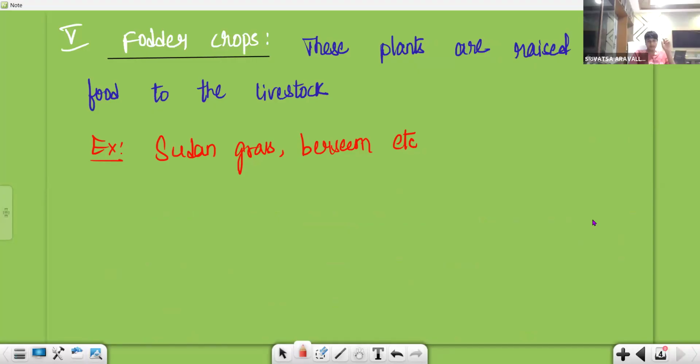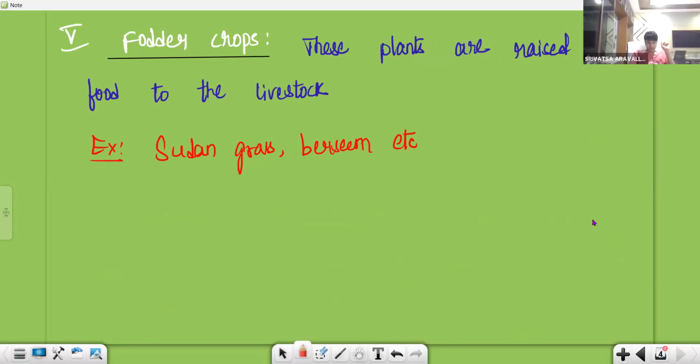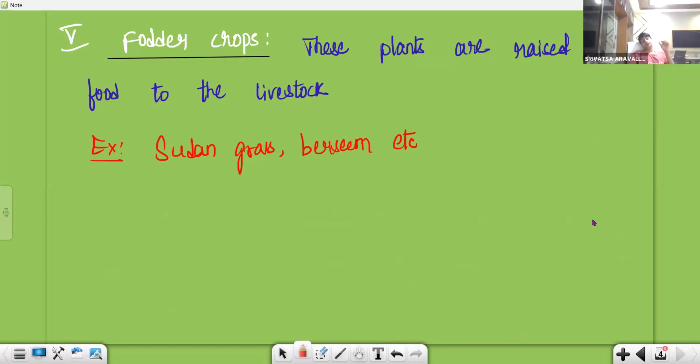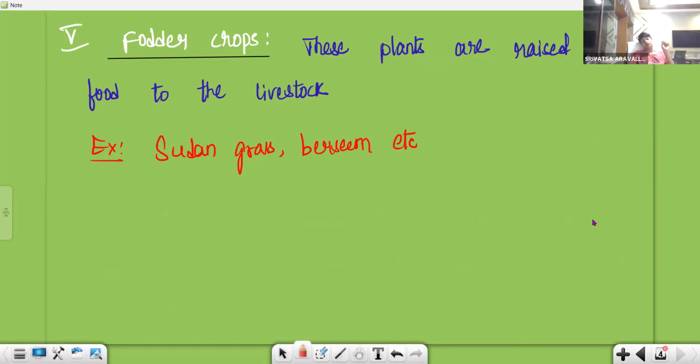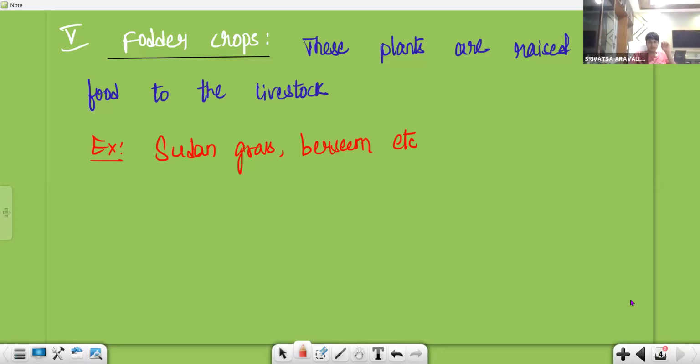Fodder crops. These plants are raised as food to the livestock. For example, Sudan grass, berseem, grass, basil, etc.